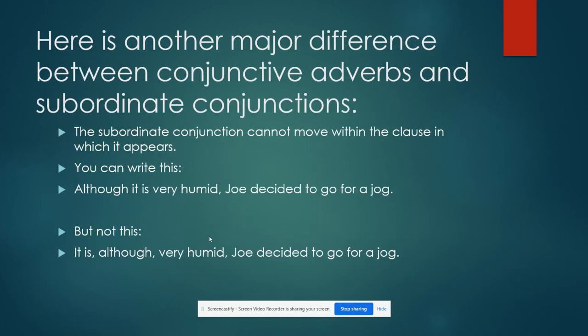Here's another major difference between conjunctive adverbs and subordinate conjunctions. The subordinate conjunction cannot move within the clause in which it appears. So we said how the word nevertheless could bounce around within the second sentence, although is stuck before the clause that it's connected to. So you could say, although it is very humid, Joe decided to go for a jog. You could move the whole clause, but the word although must be attached to it is very humid, and it must come first. You could not say, it is, although very humid, Joe decided to go for a jog, because that just doesn't make any sense. So you can see the difference there: subordinate conjunctions do not function like adverbs. They are not mobile in the same way.